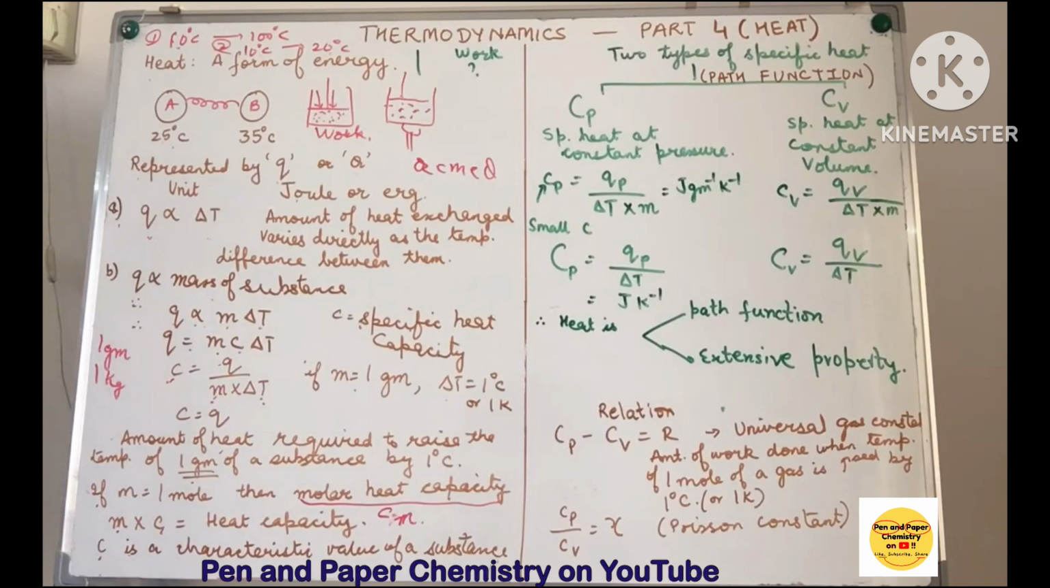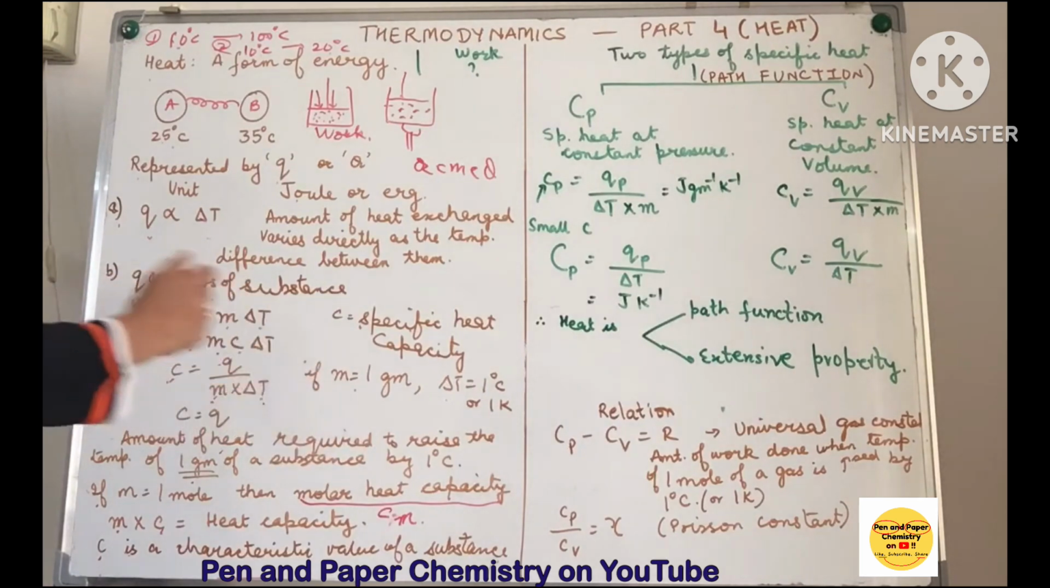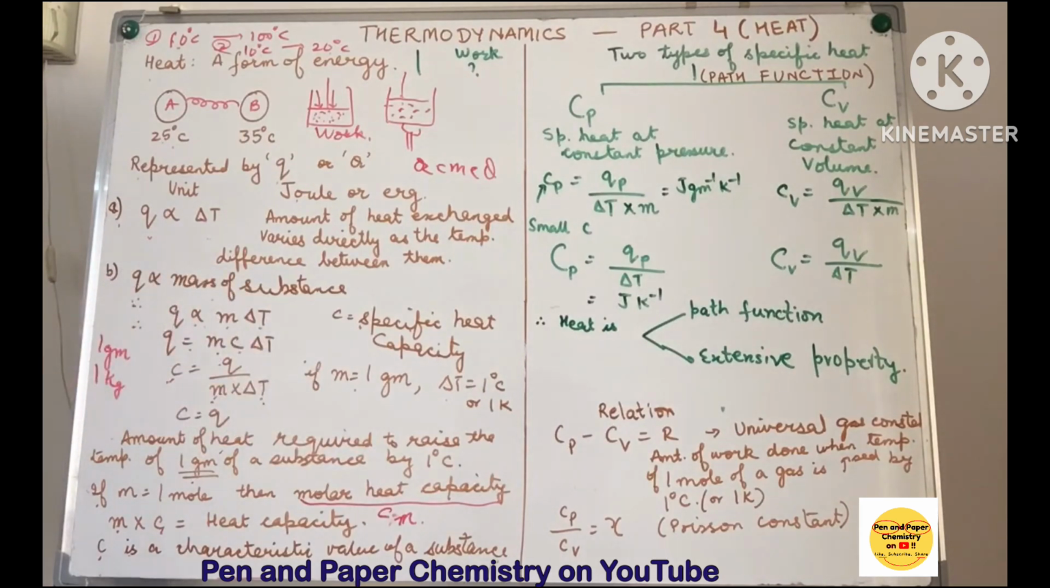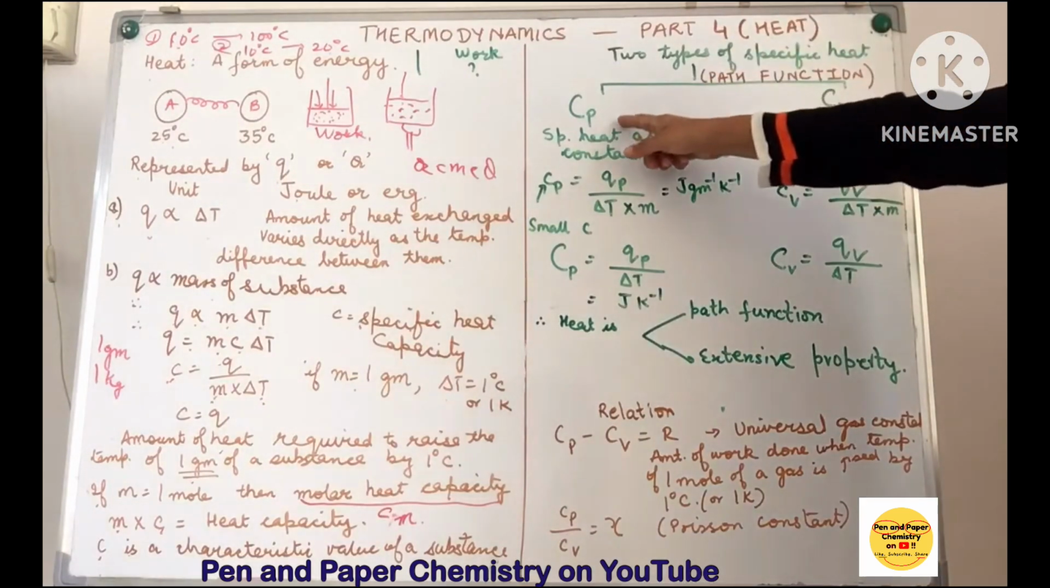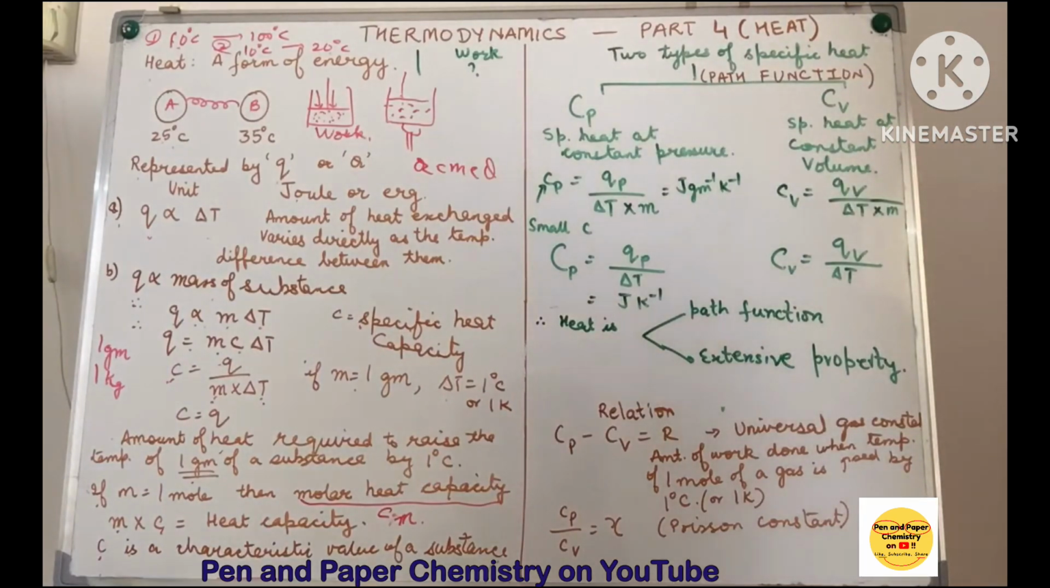C, that is specific heat capacity, is a specific or characteristic value of a substance. Like water has a very high specific heat capacity, indicating that you need a large amount of heat in order to change its temperature by 1 degree Celsius. When we talk about gases, we know that gas behavior is affected by change in pressure as well as change in volume. Hence, we need to further expand our definition to include these two factors of pressure and volume.